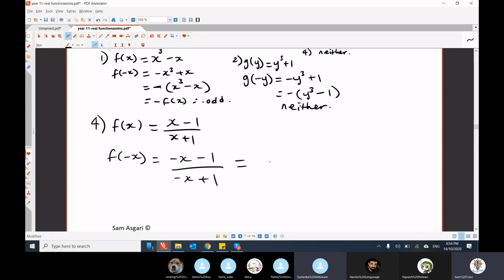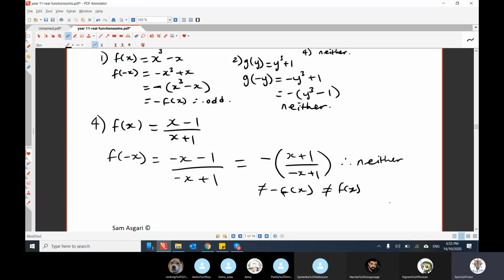What was your next line? You took out a negative and then? X plus 1 over negative x plus 1. Absolutely. Just for everybody else, make sure you don't take out a negative from both the top and the bottom. That's not allowed. It's either the top or the bottom. You don't pick both. So that doesn't become the original. Therefore, it's not negative f of x, and not the original. Good work. Fantastic. All right, number 5.